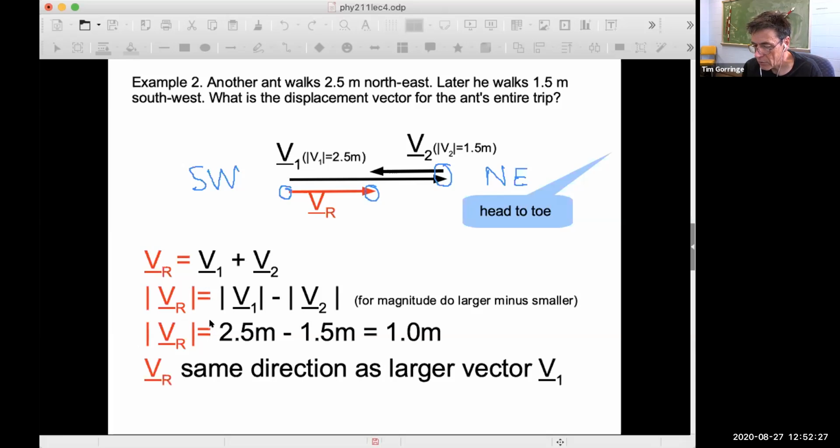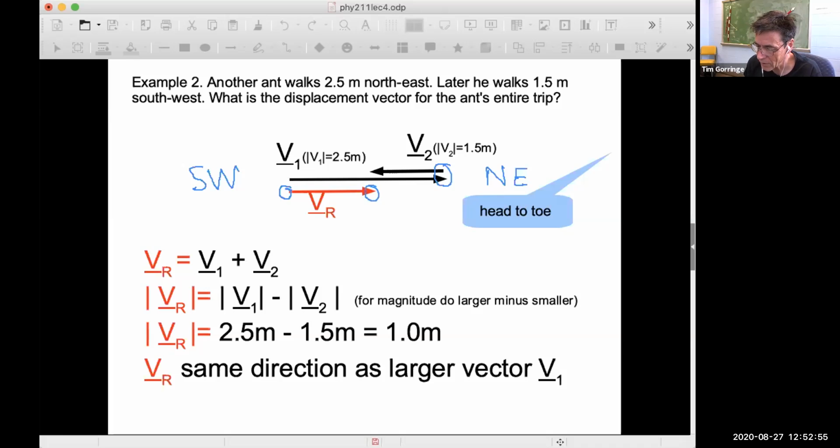The direction, what's the direction of the resulting vector? Well, the rule for the direction of the resulting vector when they're oppositely directed is it's in the direction of the larger vector, and it's opposite the direction of the smaller vector. So because V1 was the larger, it's in the same direction as V1. V2 was the smaller, so it's opposite the direction of the smaller one. And so that's that special case.